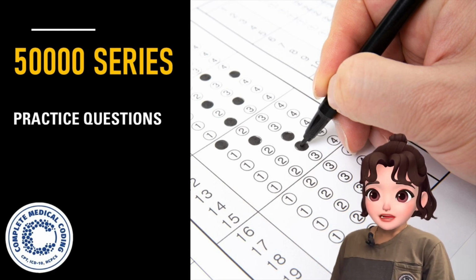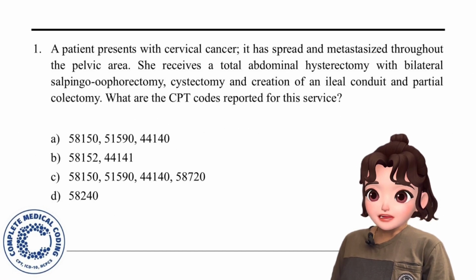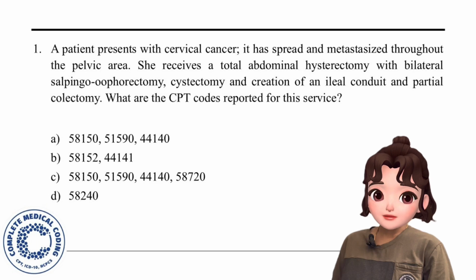So moving to the first question. A patient presents with cervical cancer. It has spread and metastasized throughout the pelvic area. She receives a total abdominal hysterectomy with bilateral salpingo-oophorectomy, cystectomy, and creation of an ileal conduit and partial colectomy. What are the CPT codes reported for this service?